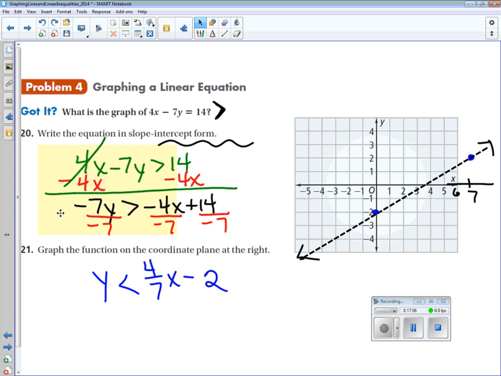I have to shade either above the line or below the line. So it says y is less than. Do you agree? Remember, this means less than. So what do you think we're going to do? Probably going to shade below the line. Okay? Yes, you're right, we are going to shade below the line, but your calculator will help you with this. You ready for it?